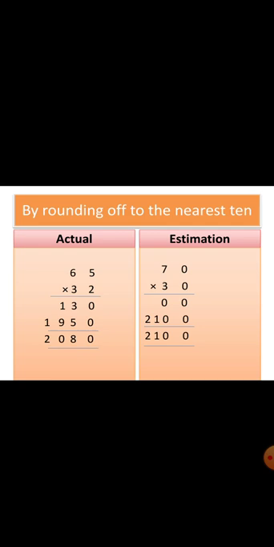Now we are going to multiply 70 into 30 and we are getting the answer as 2100. So the actual product is 2080 and the estimation is 2100. Both are differing by only 20.